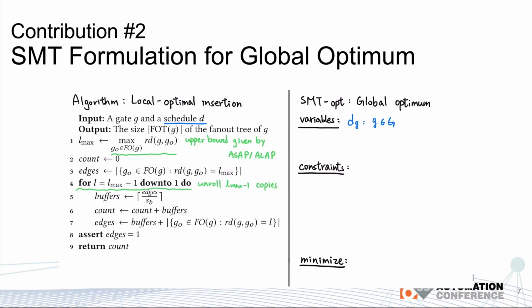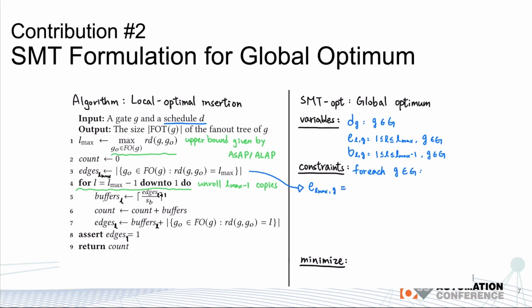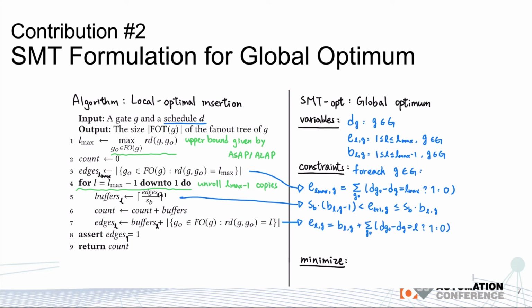And the for loop is unrolled using different auxiliary variables in each iteration. Also, the translated constraints are applied for each gate G in the circuit to count the buffers at their fan-out. The number of edges needed at a certain level is counted with the help of the if-then-else ITE operator. The division by SB and taking the ceiling are translated into linear inequalities. All variables are integers and SB is a constant.